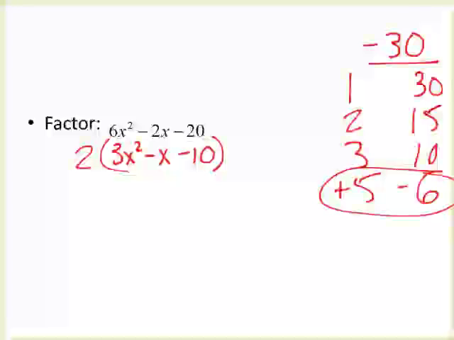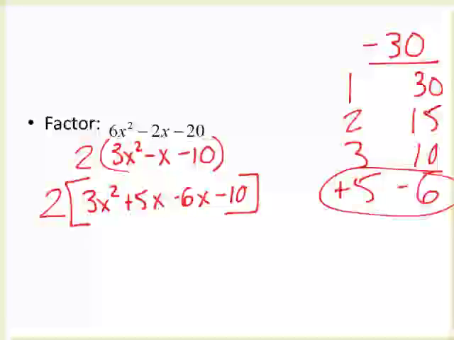So our next step, the 2 tags along. I like to use square brackets at this point, because there are several sets of parentheses, so for me this just helps make a distinction. We're going to rewrite that middle term as plus 5x minus 6x, instead of the original minus x. So we're going to break up that middle term into the 2 numbers we picked from our chart. By grouping.